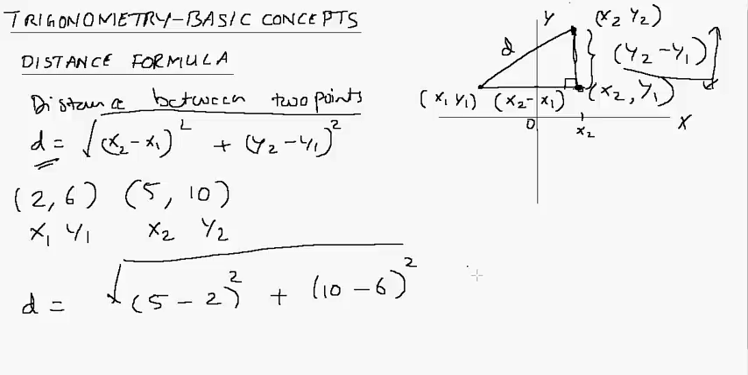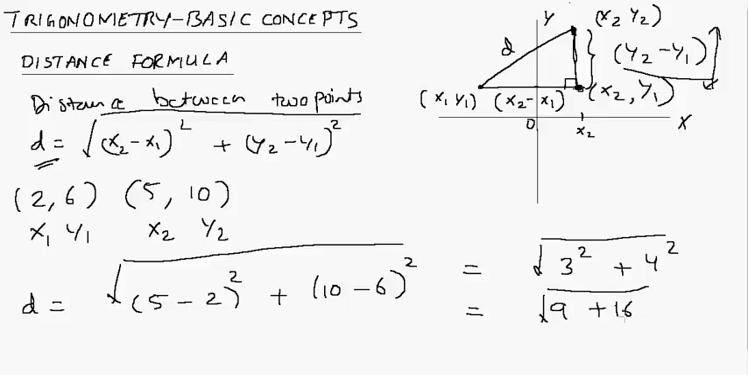Okay, this will be the root of 3 squared plus 4 squared, which is the root of 9 plus 16, which is equal to the root of 25, which is 5. The square root of 25 is 5. So this is how we use the formula to find the distance between 2 points in a coordinate plane.